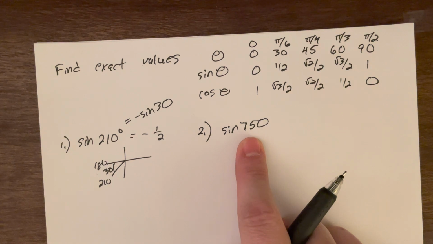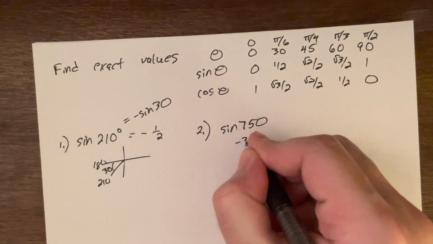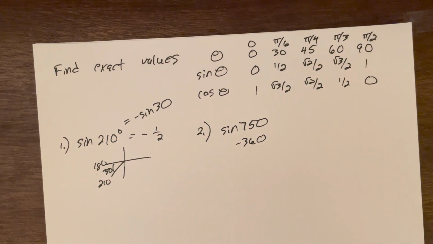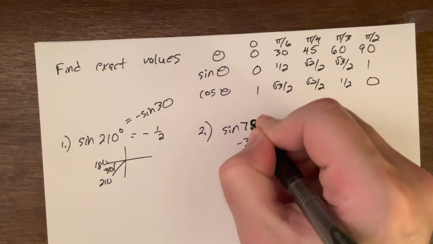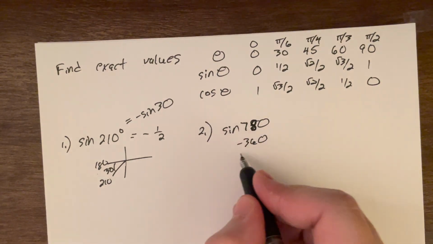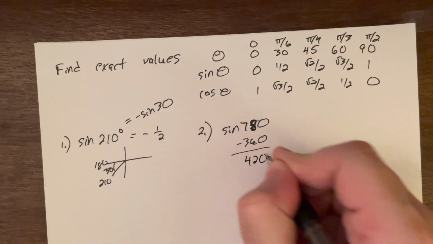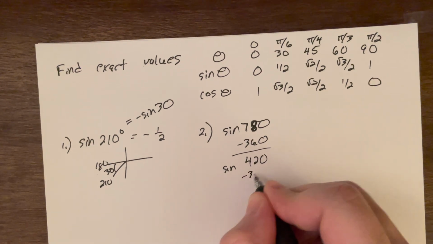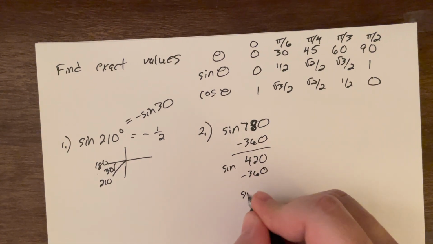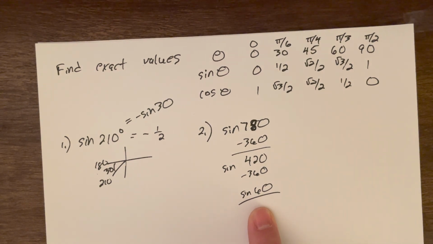But now back to number two, this angle is too big. So what do we do in all the other cases? We subtracted until we got to an angle that we do want. Oops, I'm sorry, I wanted this to be 780. Sorry about that. Sine of 780. We subtract 360, and we're left with 420. That's still too big. So subtract 360 again, and we're left with sine of 60 degrees.